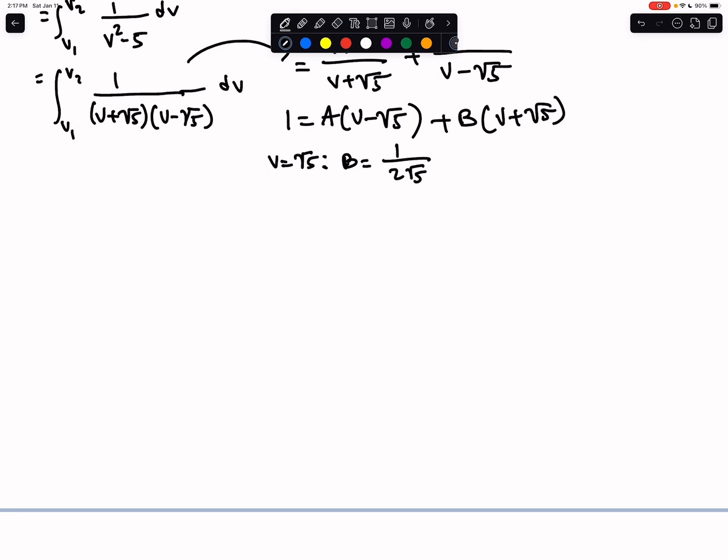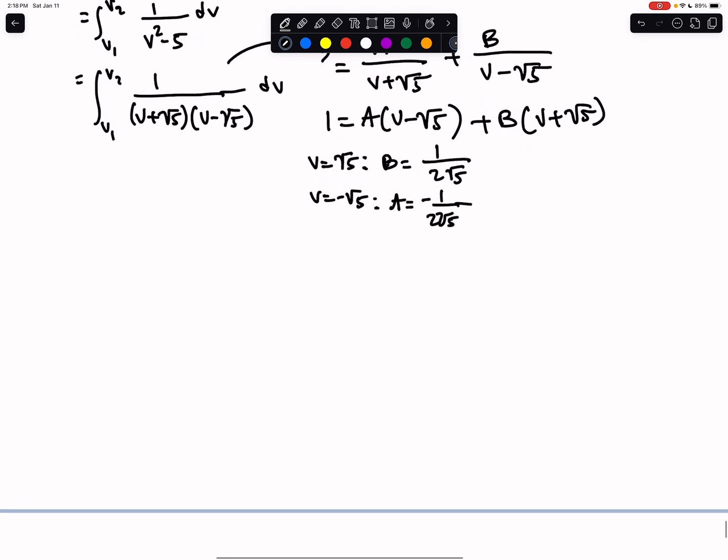And then if I let v equal negative root 5, of course we're going to solve for a here, because the b times 0 cancels. Negative root 5 minus root 5 is negative 2 root 5, so we're going to get negative 1 over 2 root 5.